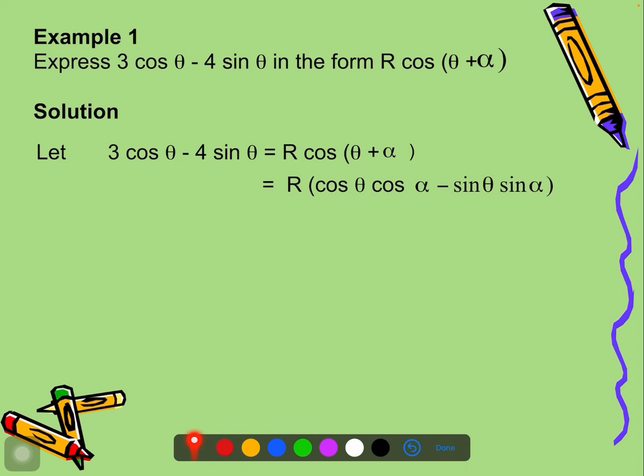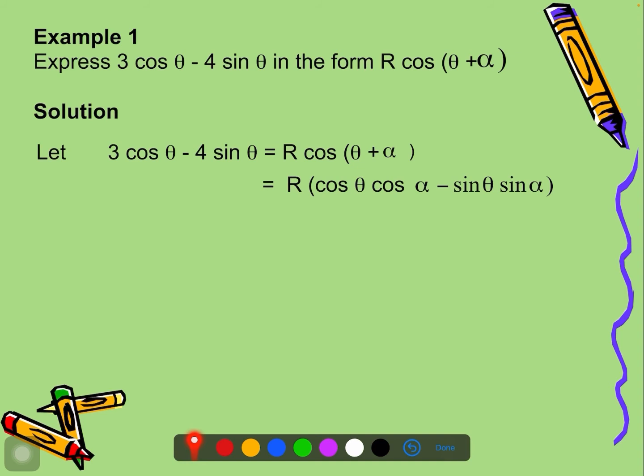minus r sin alpha sin theta. We have to use plus in the bracket because the compound angle then gives us a minus, which matches the left-hand side. If we used minus, we would get a positive, which does not equal the left-hand side, which is negative. So we have to select which compound angle to use, plus or minus.